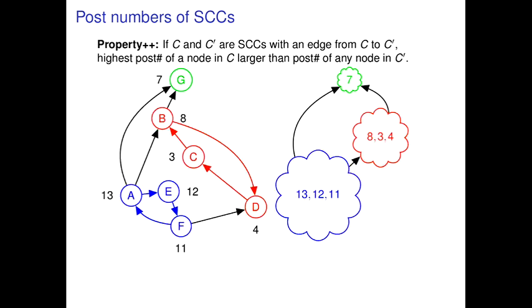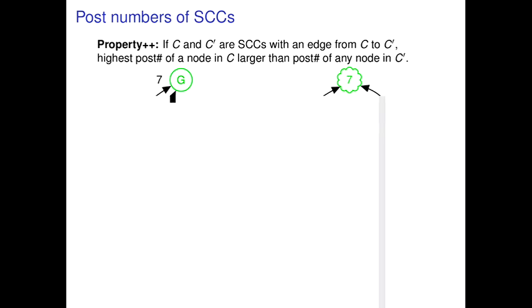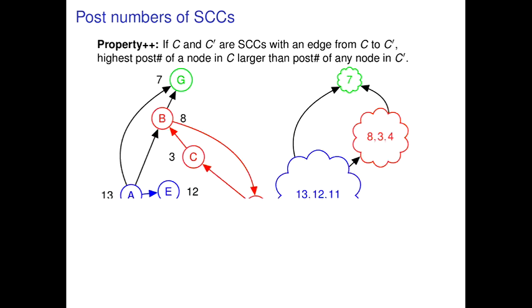It says the highest post order number here. What is the highest post order number here? 13. Is it higher than any post order number there? Is that true? Right, 13 is bigger than 8, and 3, and 4. Okay, now let's look at two other strongly connected components.